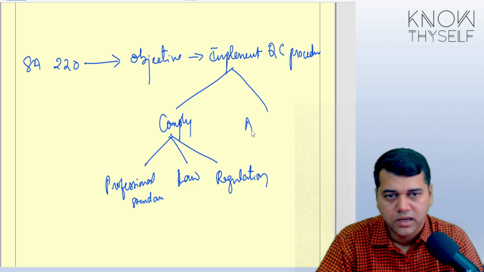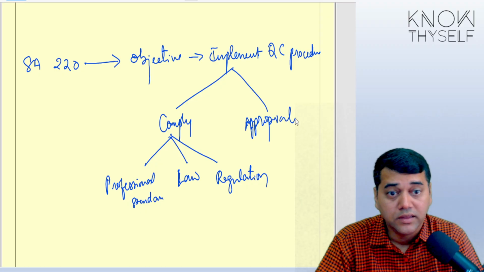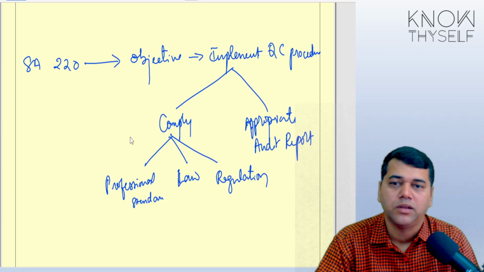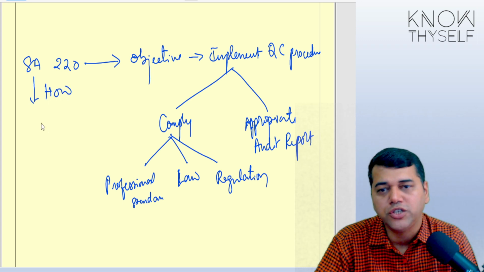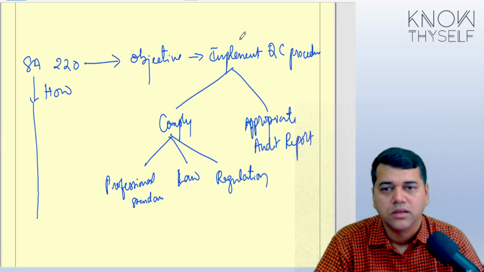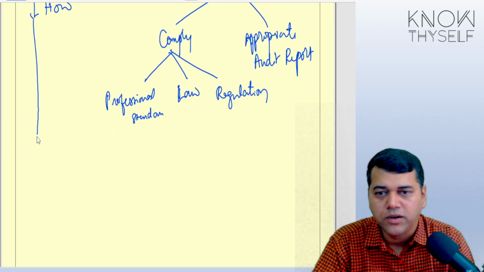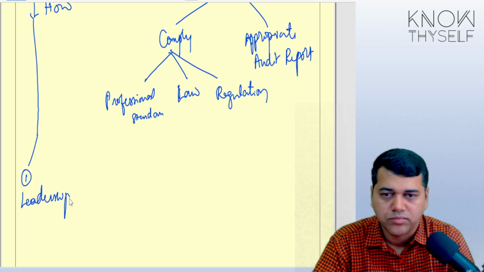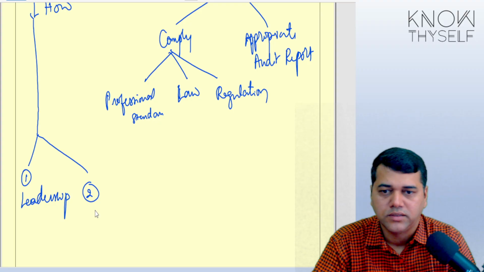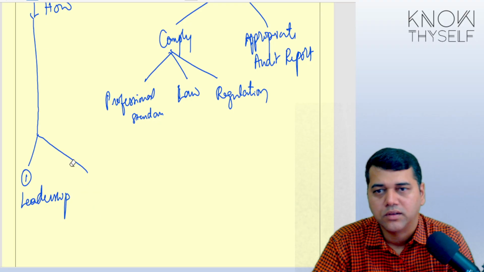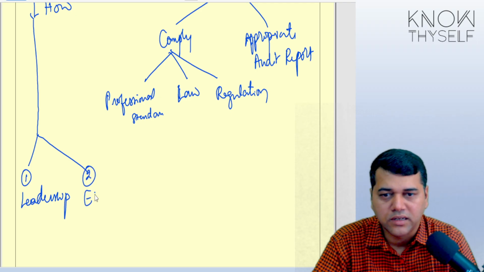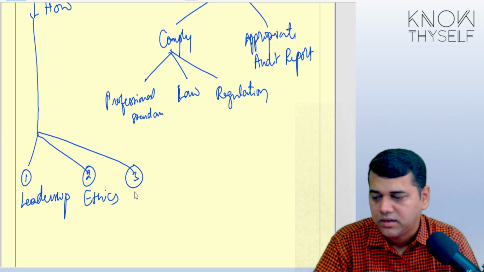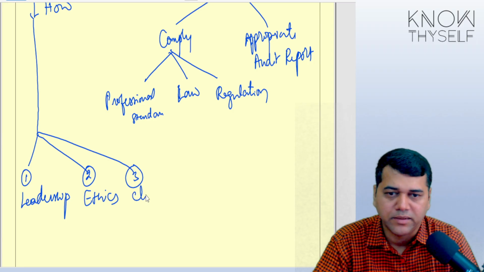Then issue appropriate audit report. There are two reports. How will you be able to achieve it? The how part comes in the form of your elements. 1, leadership. Second, ethics. Third, client acceptance. You can write in your own style, the way you can remember it.